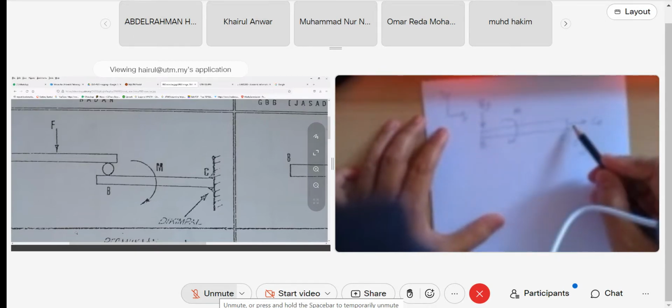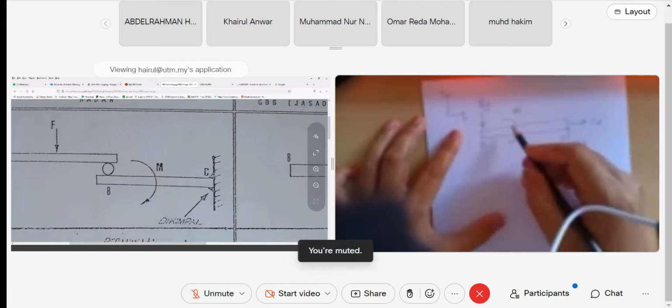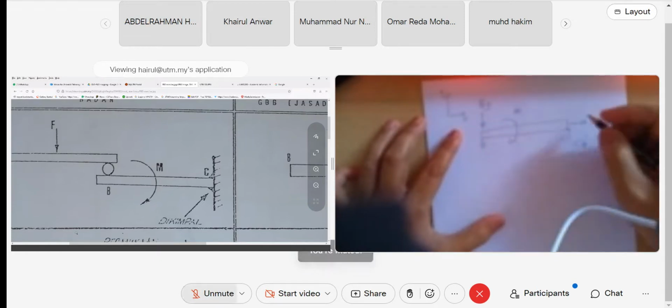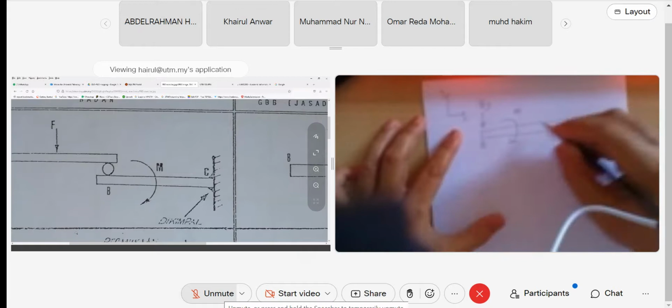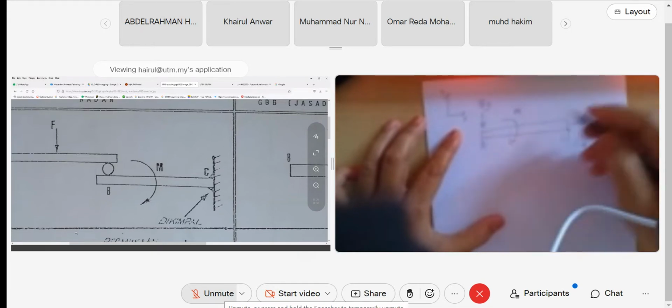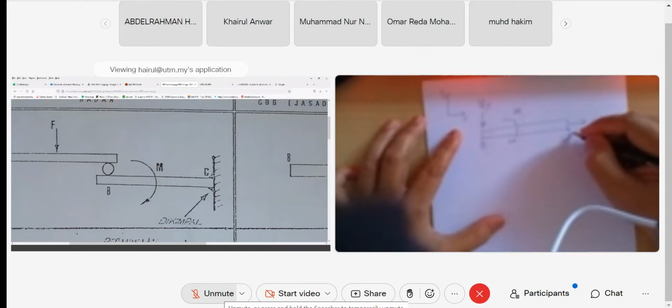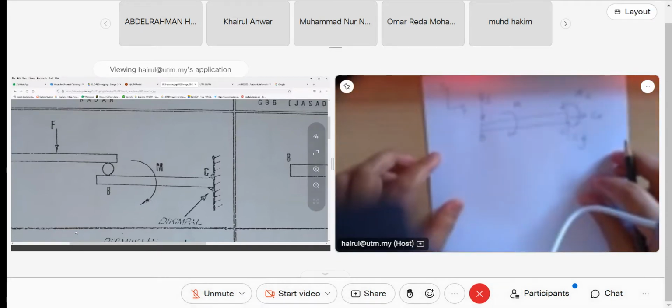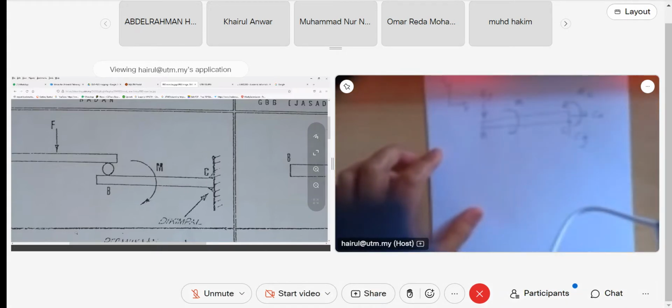Okay, what else do I miss? Yes, moment. Since this moment is clockwise, right? So we have counter moment. Oh, sorry. This is clockwise, so we have counter moment at C, counter clockwise. Betul? Alright, clear?